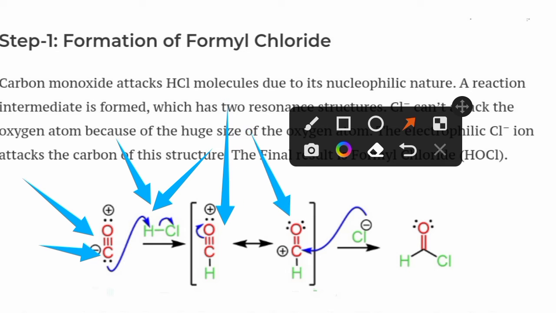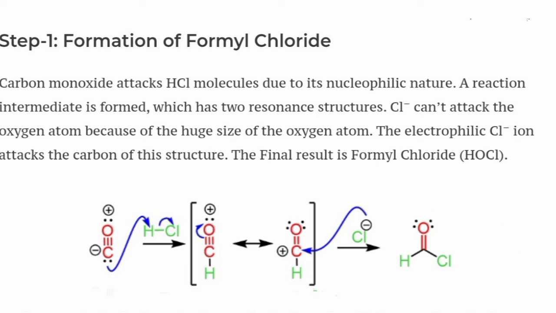The two resonating structures are obtained here, in which in the second resonating structure, the carbon carries a positive charge. This positively charged carbon is attacked by the remaining Cl. This Cl with an electron pair gets attached to the carbon to form a C-Cl bond. In such a way, HCOCl is formed.